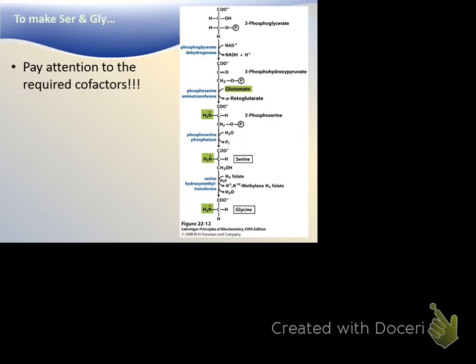Would we need to know that folate goes to methylene folate, or just that the enzyme requires tetrahydrofolate? Would we need to know just the tetrahydrofolate, or what it goes to in the end? You would need to know what it goes to. Okay.